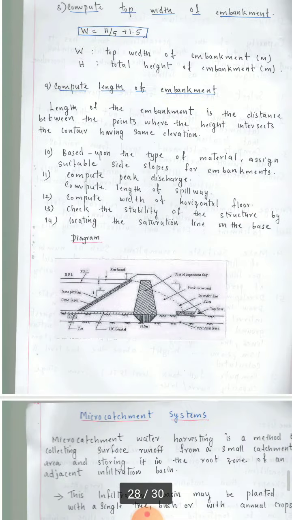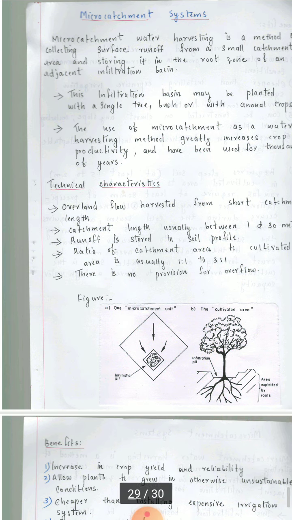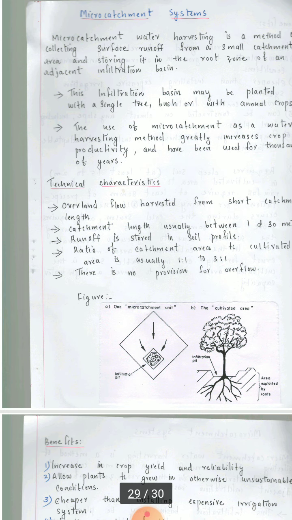Next, coming to another topic called micro catchment system. As the name itself indicates, micro means small catchment system. Micro catchment water harvesting is a method of collecting surface runoff from a small catchment area and storing it in the root zone of an adjacent infiltration basin. So what they'll do is they'll make the catchment area and provide it, and the water will be stored through the plants which are there nearby.